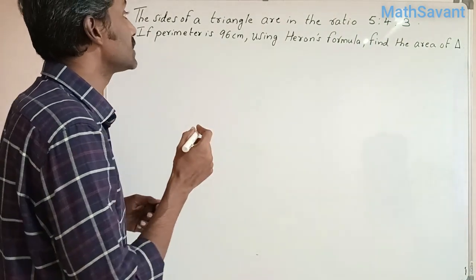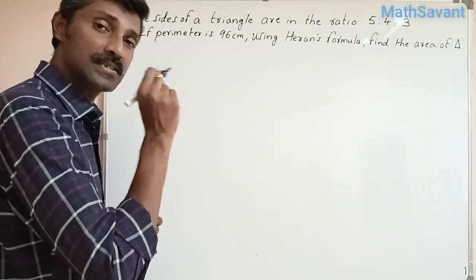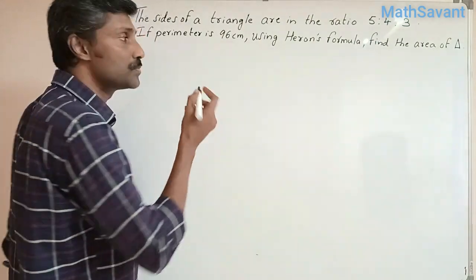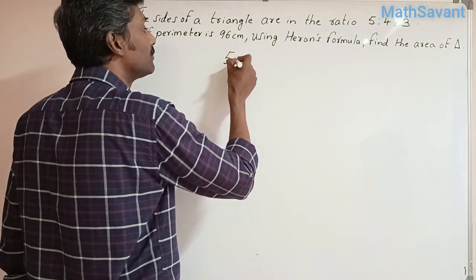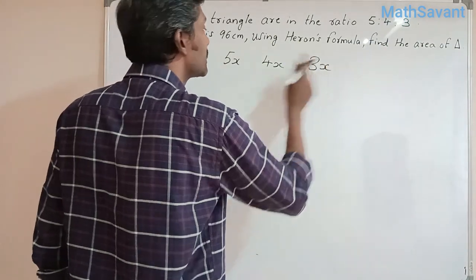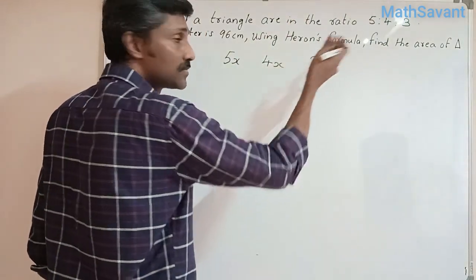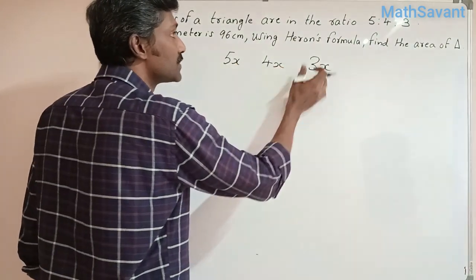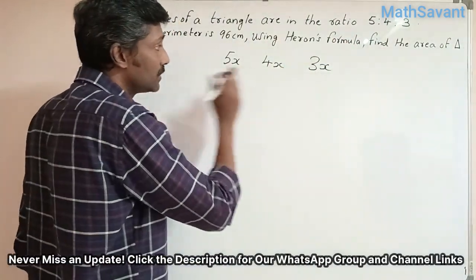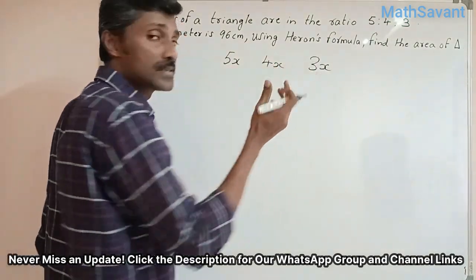Now, it's given that the sides are in the ratio 5:4:3. So the first step is, let's assume that let the sides be 5x, 4x and 3x, right? So obviously the ratio will be 5x by 4x, which is 5:4, 4x by 3x, which is 4:3, and 5x by 3x, which is 5:3, right? So let the length of the sides be 5x, 4x and 3x centimeters.